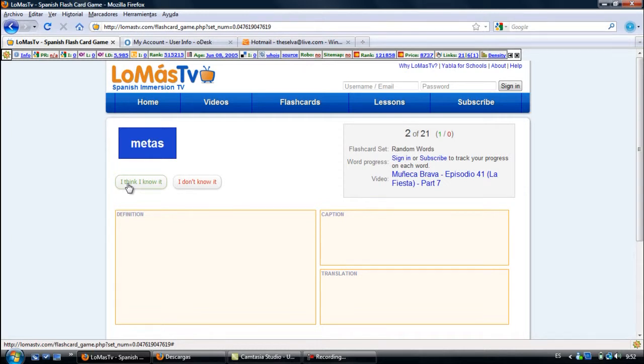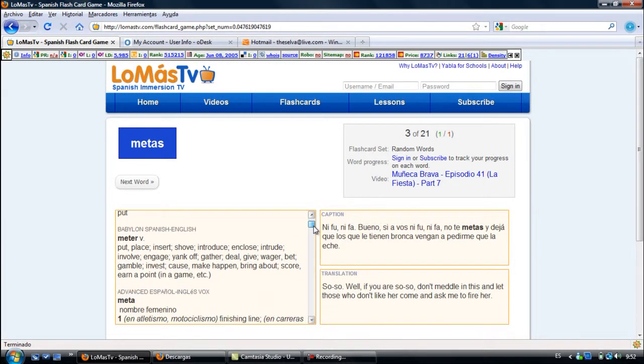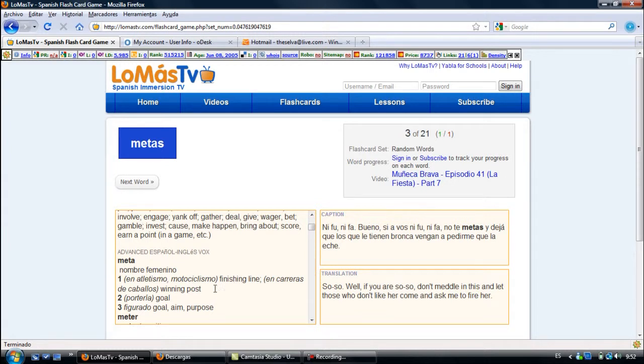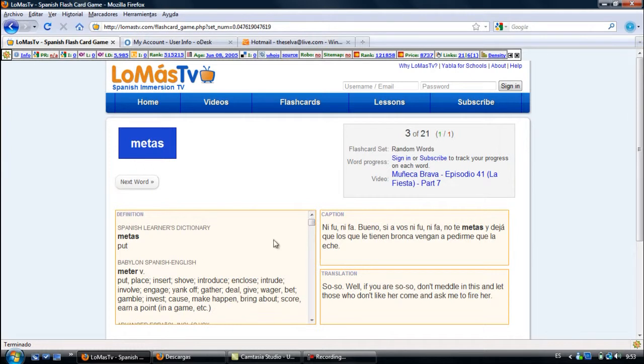Metas. I know what it is, but let's just say I don't know it, and it will just give me the definition here. And I was thinking of, actually, they use this as a verb in this definition here. I was thinking of goals. So, you can scroll on down and see if what you were thinking is here, and also learn other things. Like I didn't have in my head put, but also, of course, it means put.